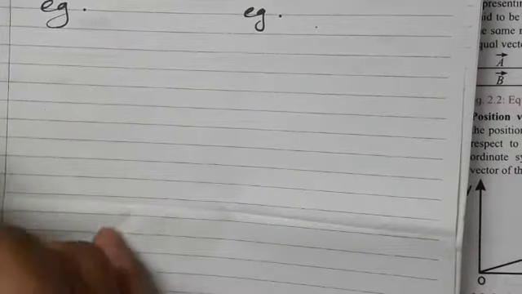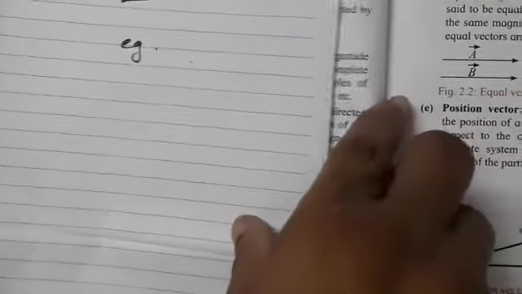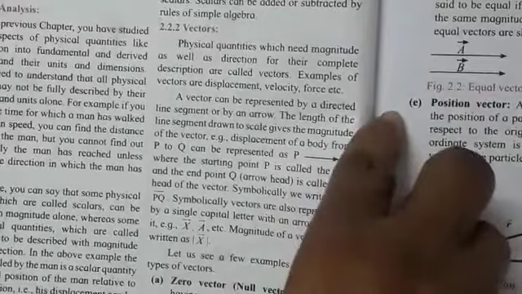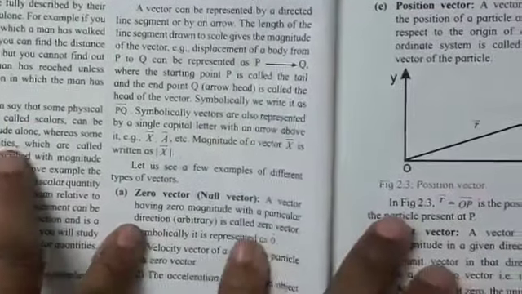Okay, this is the small distinction between scalar and vector. You understand both quantities well by this distinction. Now we should see the different terms which are in your books, in this chapter.